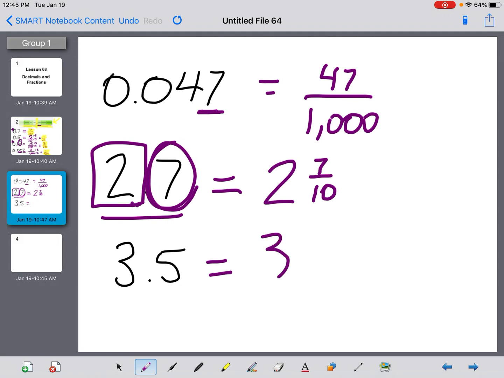So then here we have 3.5. You just have your whole number, the 3, and then we write 5/10. But here's an example, 5/10 can be simplified. It becomes 3 1/2. All right, so really just using place value to write these decimals as fractions, and then making sure at the end that you double check that all of your fractions are in simplest form. Because the answer key, once again, all of the answers are going to be in simplest form, so you need to make sure that your answers are in simplest form in order for them to be correct. And that's it for today.